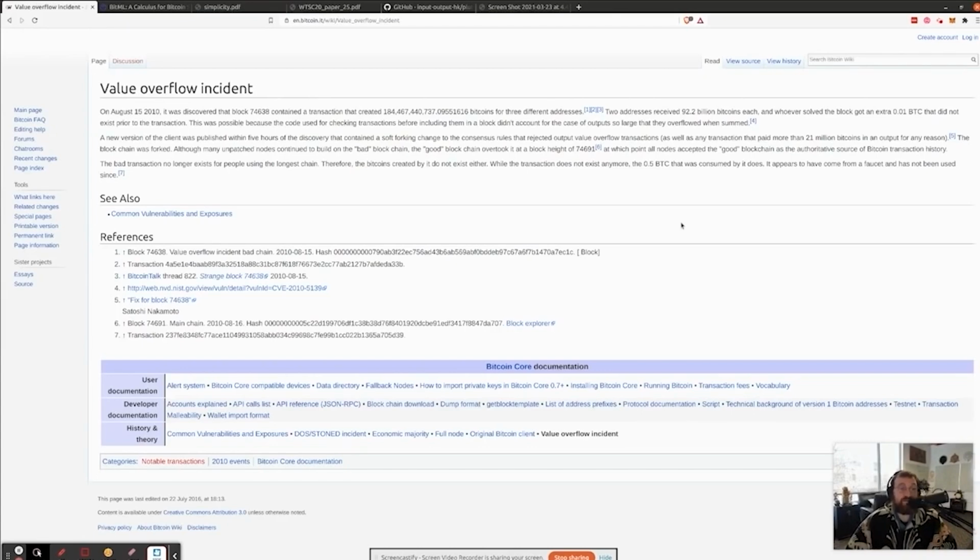This was possible because the code used for checking transactions before including them in a block didn't account for the case of outputs so large that they overflowed when summed. Very easy to make bug, very simple bug, and an example of what can go wrong in a scripting system. Bitcoin was never built with formal methods. It was never built with mathematical proofs.